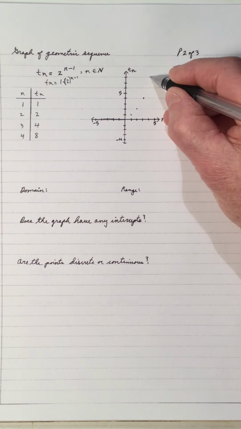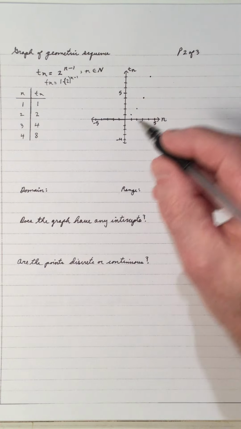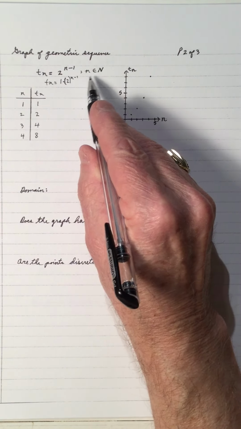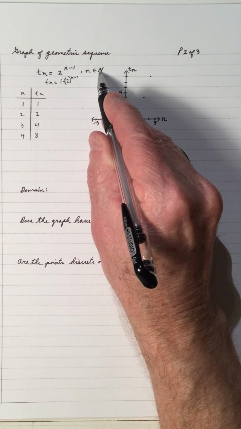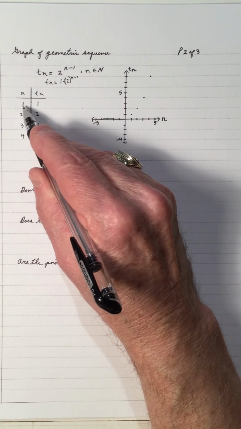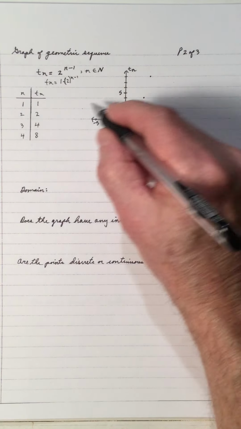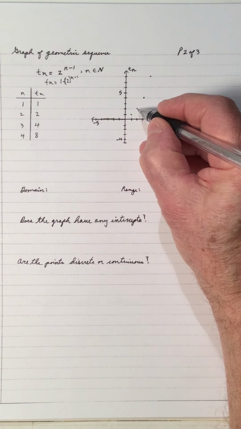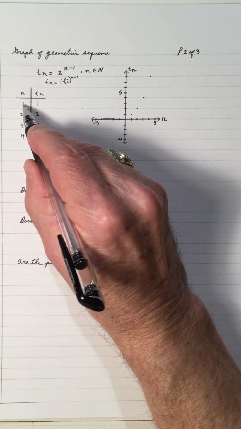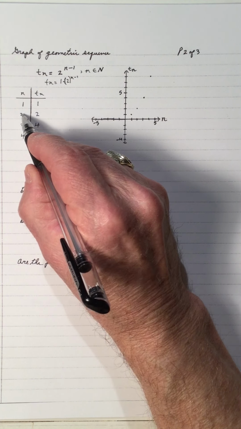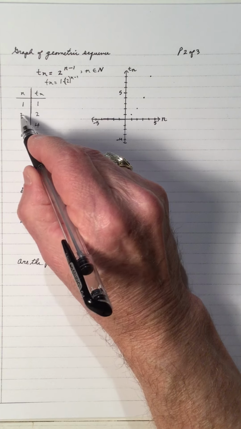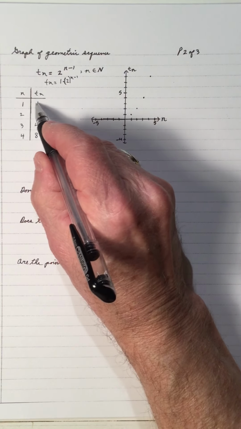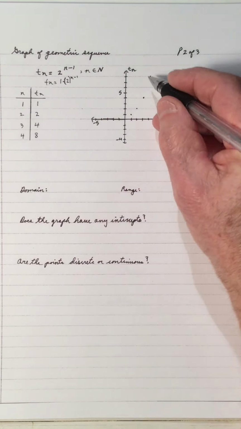And notice, because n belongs to the natural numbers, I can only put dots. I can't join these up because there's a 1 and a 2. There's no numbers between 1 and 2. There's only a 1, 2, 3, and 4. So these are the points that are on this graph.